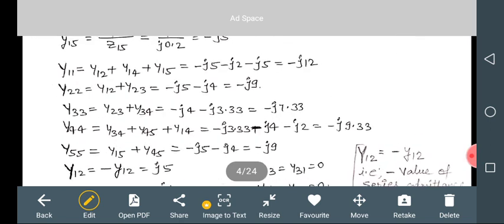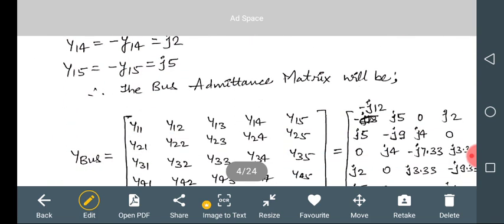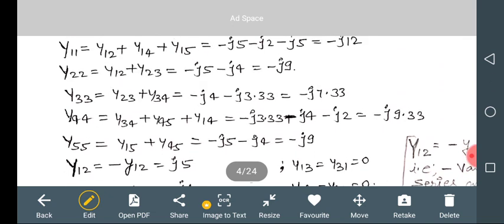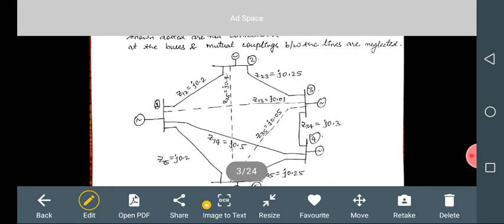How to write these diagonal element values? We have to identify, for example, if we consider bus number 1, that is for bus number 1 the diagonal value will be Y11. So how to calculate Y11? We have to identify that at bus number 1 how many buses are directly connected.